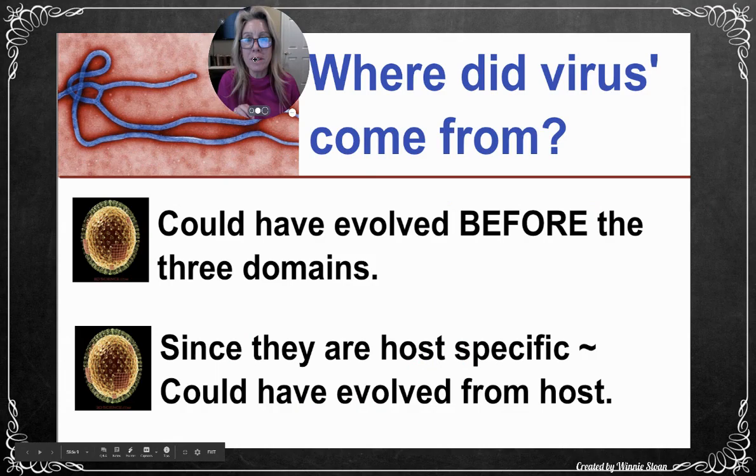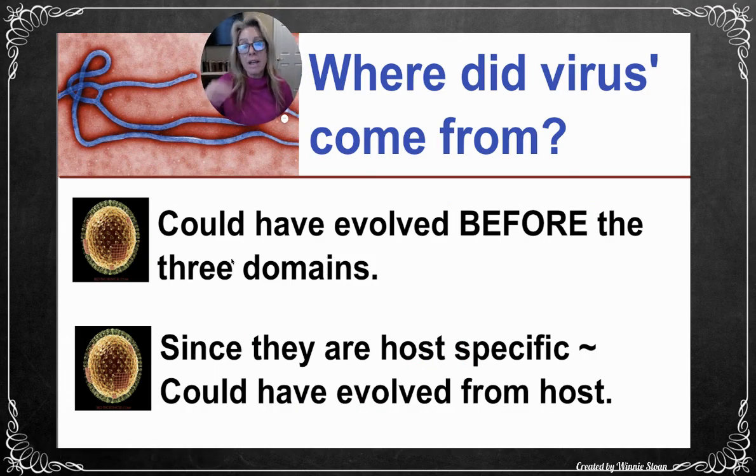So where did these viruses come from? Well, they could have evolved before the 3 domains: bacteria, archaea, and eukarya. Eukarya are the 3 domains. Remember, bacteria and archaea are both prokaryotic cells, eukarya, eukaryotic cells.